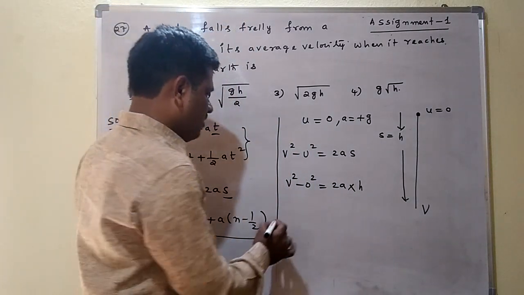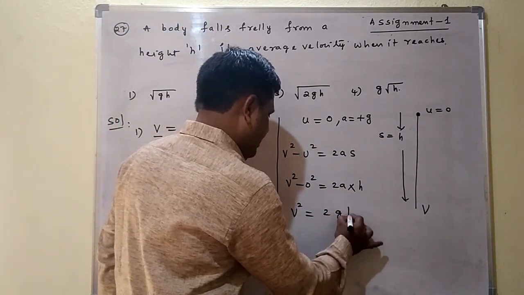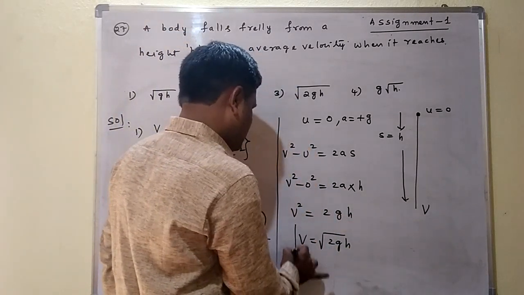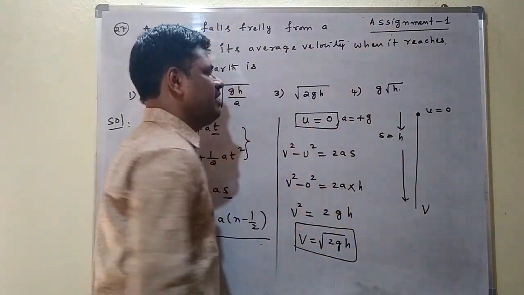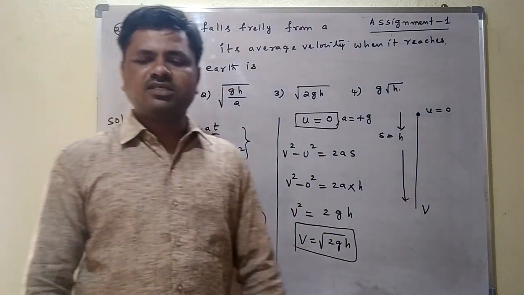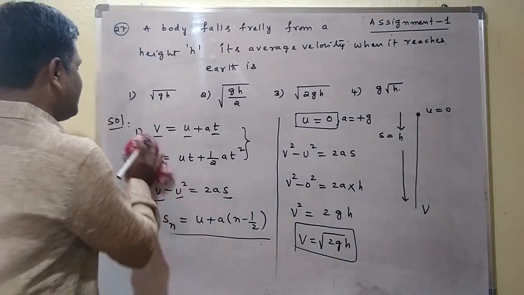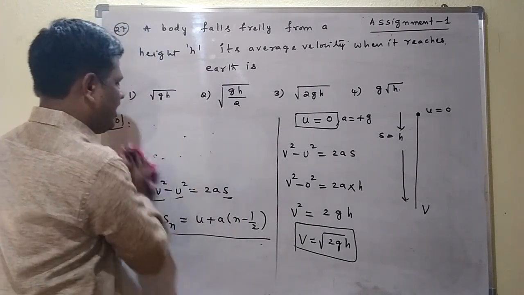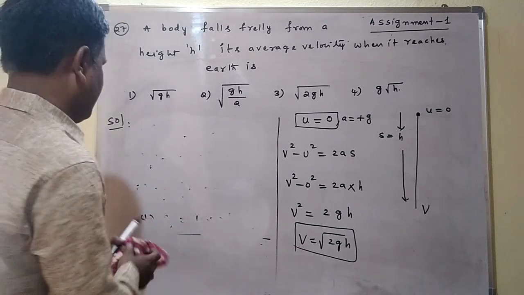I am writing here: V square is equal to 2 into A, with A equal to g, into h. So V is equal to under root of 2gh. This is the final velocity. U equal to 0 is the initial velocity. Why is the initial velocity 0? Because it is a freely falling body. But here they are asking for the average velocity. How to find the average velocity? See here, we have to find the average velocity.